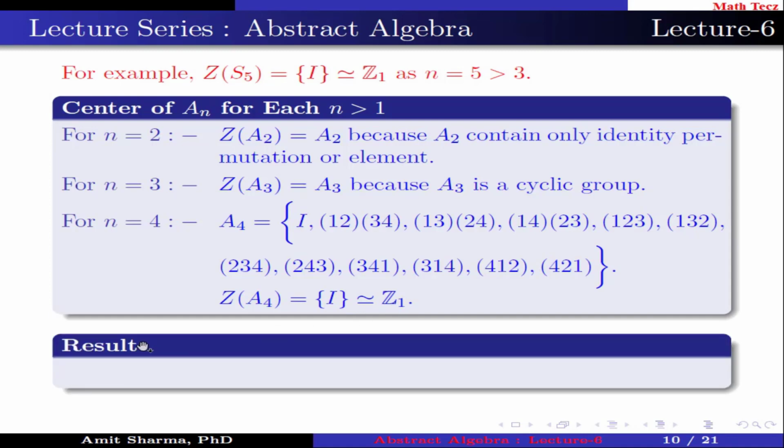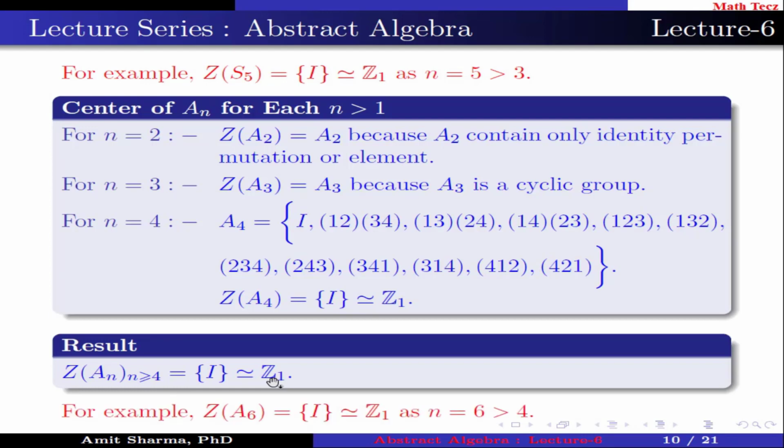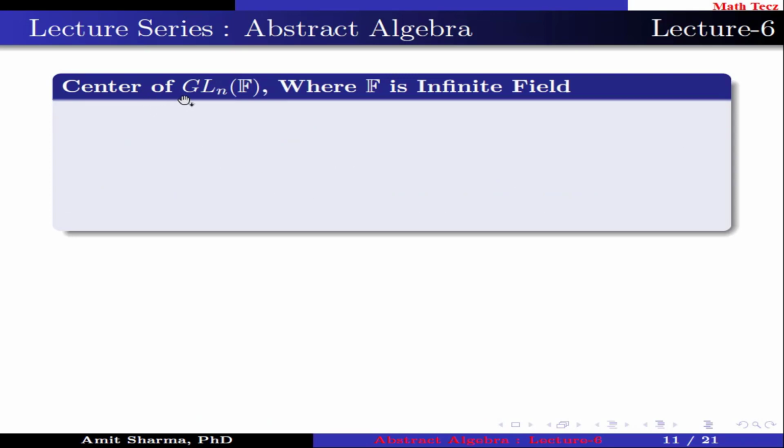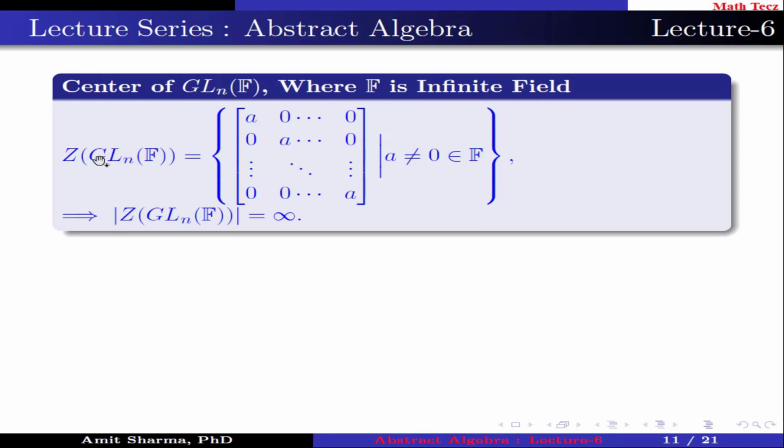Next is the result. The center of An for n greater than or equal to 4 is the identity, which is isomorphic to Z1. For example, the center of A6 is the identity, which is isomorphic to Z1 as n equal to 6 is greater than 4. Next is the center of GLn(F), where F is an infinite field. The center of GLn(F) contains n cross n matrices whose diagonal elements are a, such that a is not equal to 0 and belongs to F, which implies the order of the center of GLn(F) is infinity.